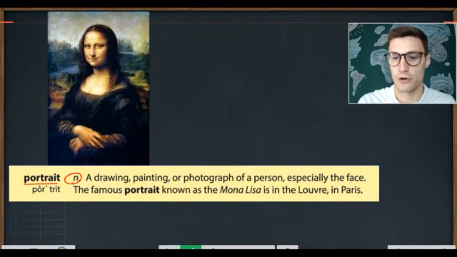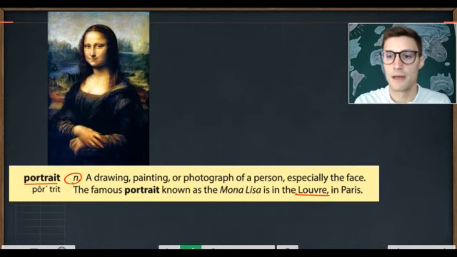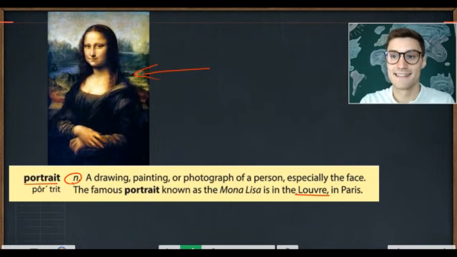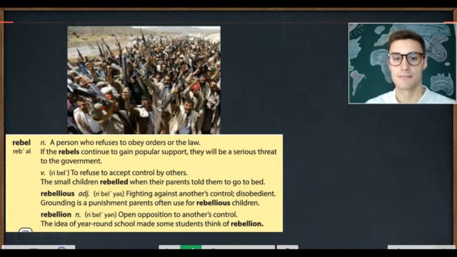Louvre. I'm not sure how to say this word. It's a French word. Louvre, maybe. So the Mona Lisa, this is a portrait. See, it's her face. It's a painting of a woman's face.